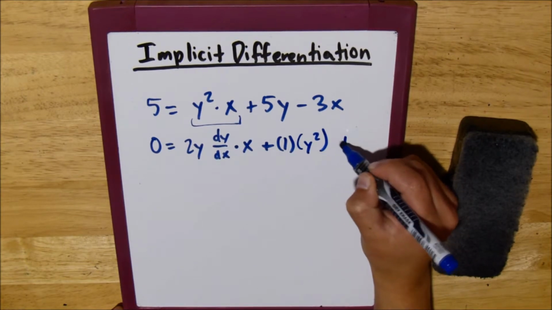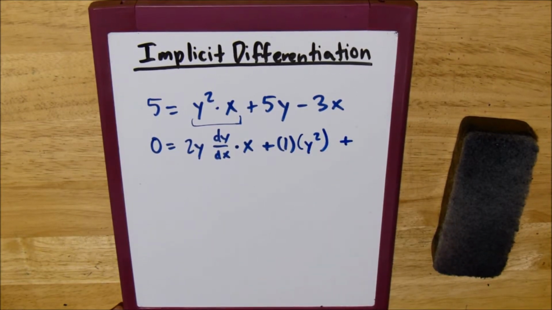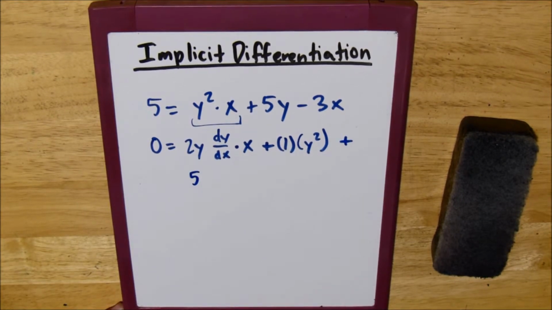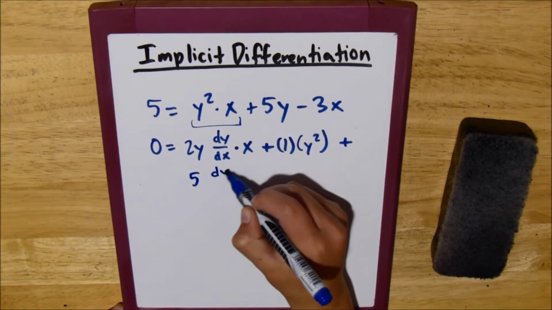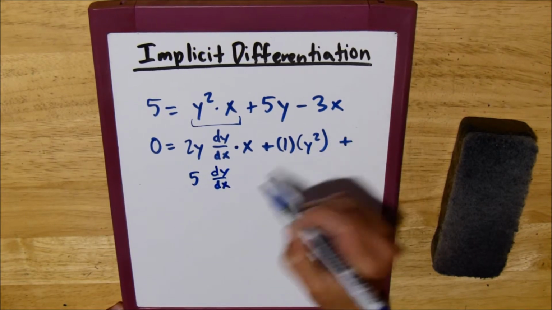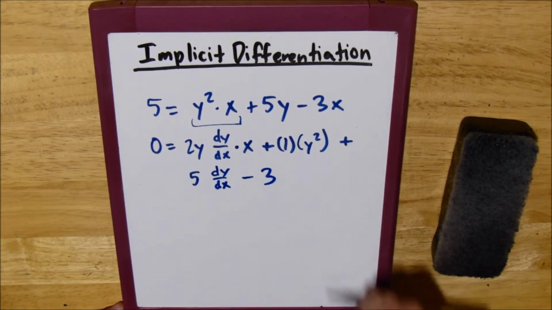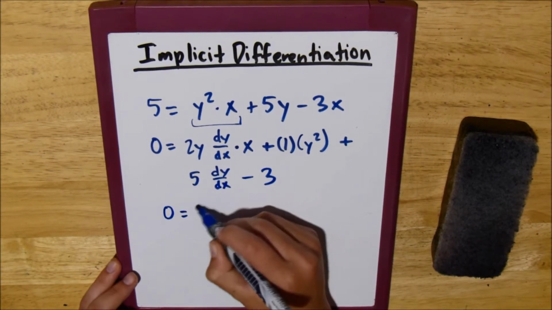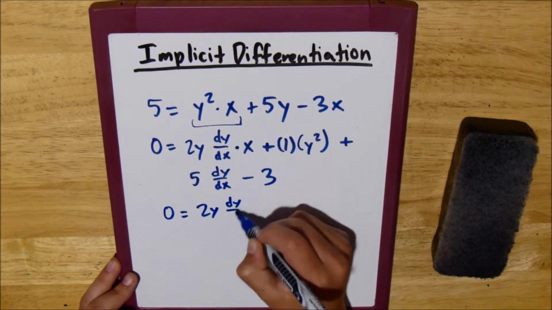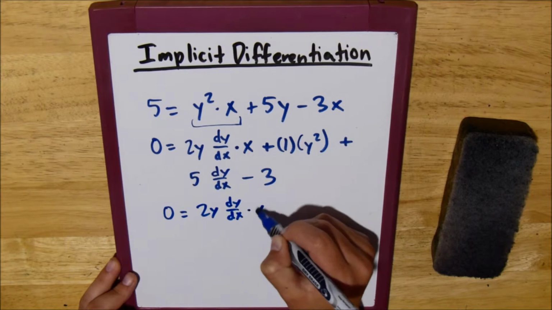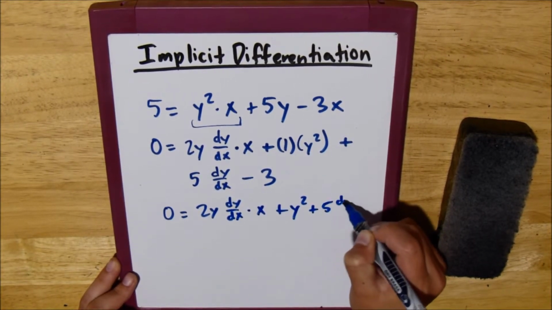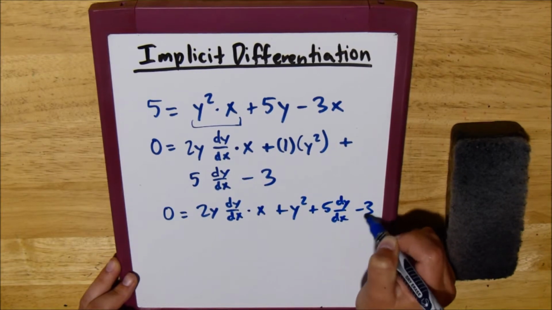And then we move on to 5y. So the derivative of 5y is 5. And since we're differentiating with respect to x, it has to be dy over dx. And then 3x is minus 3. Okay? So now let's sort of clean stuff up a little bit. So we have 2y dy over dx times x plus y squared plus 5 dy over dx minus 3.